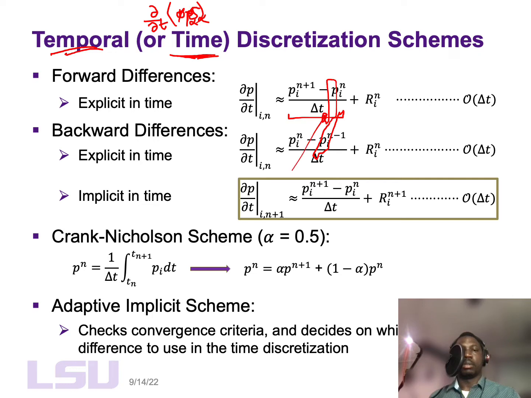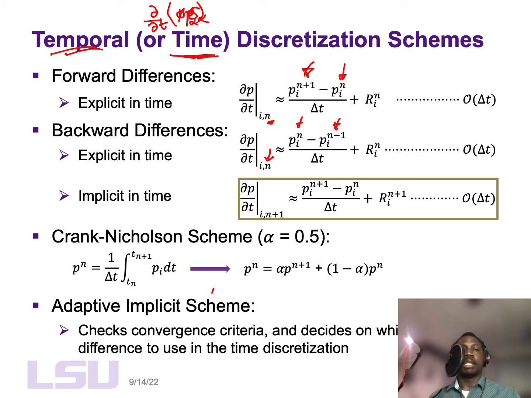This is forward because we are assuming that we are at n, right? And to find the derivative at n, we need pressure at n plus 1. For backward, we are at n still. And to find the derivative at n, we need the point before that.